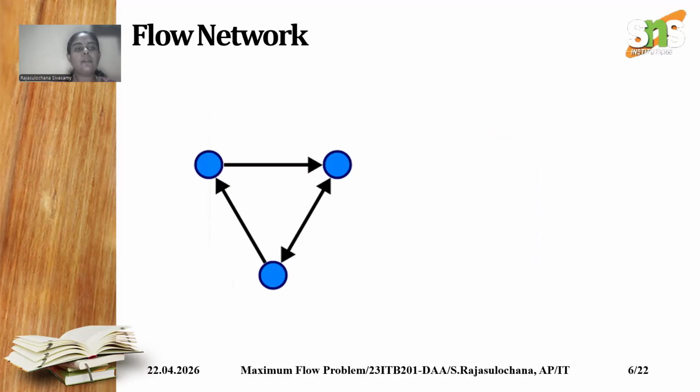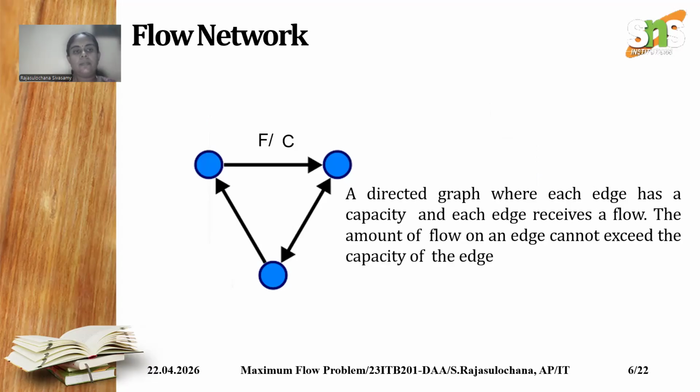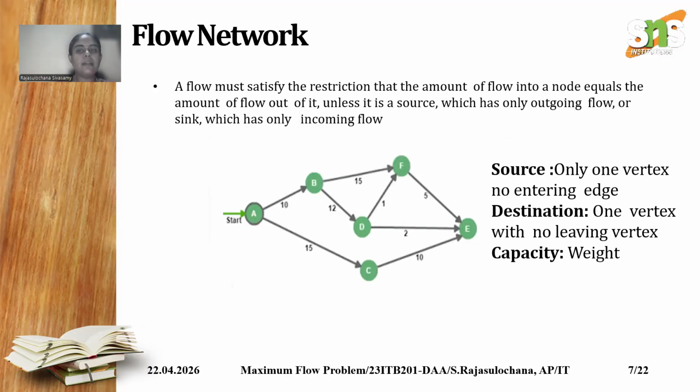So a flow network is nothing but a directed graph where each edge is associated with flow as well as capacity. However, this flow network has a constraint that the flow should not exceed the capacity. So this is the definition of flow network. It is a directed graph where each edge has a capacity and each edge receives a flow. The amount of flow on an edge cannot exceed the capacity of the edge. So this is a constraint of flow network.